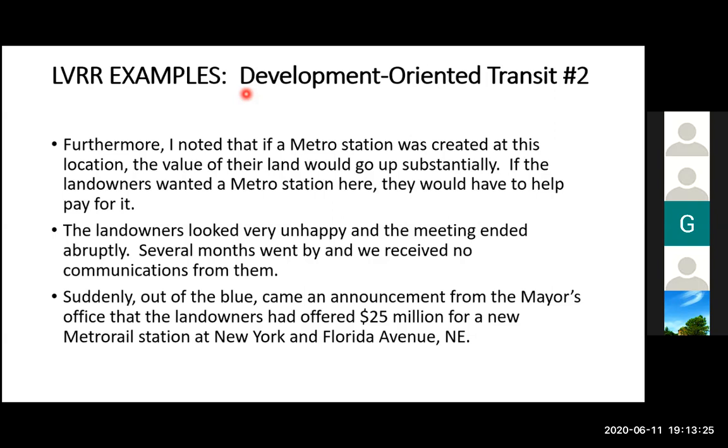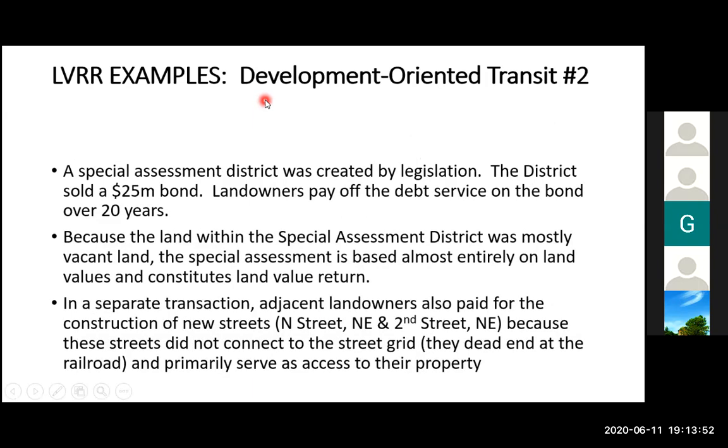Well, that's kind of interesting. The landowners didn't come back to me because if they had offered me $25 million, I would have figured it was worth more than what they were offering. So instead, they went right to the mayor's office. And the mayor's office, well, those people were just astonished that private landowners would offer private money for public infrastructure. This seemed unheard of, and they just said, "Thank you very much."